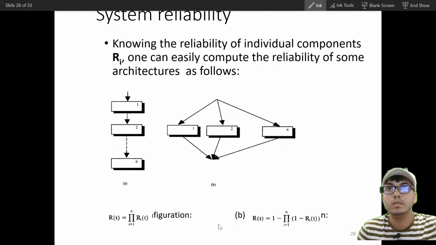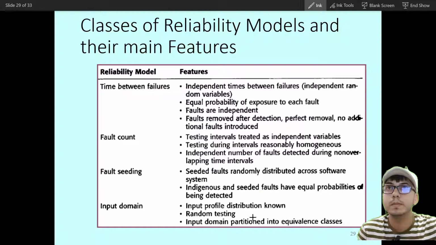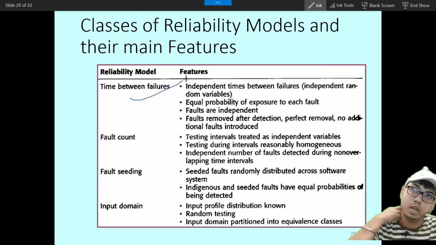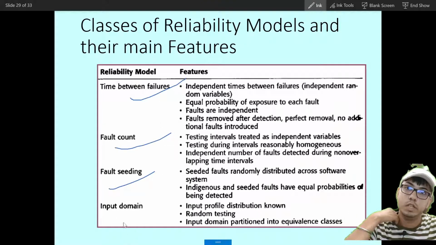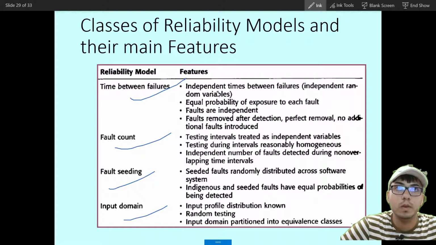So this is the system reliability of individual components Ri. One can easily compute the reliability of some architecture as follows. So this is the architecture of that system reliability. These are the classes of reliability models and their main features: time between failure, failure count, fault seeding, input domain. So let's understand it one by one.